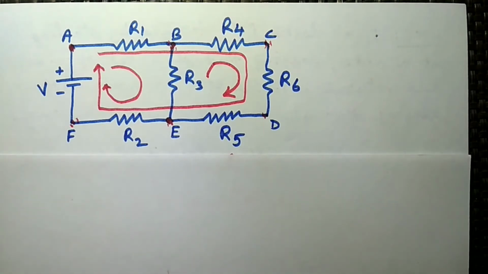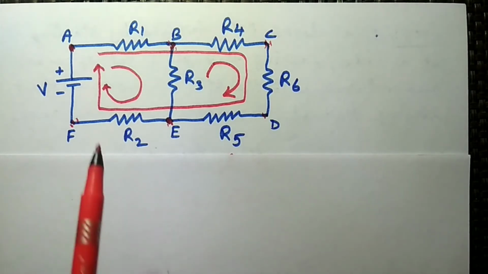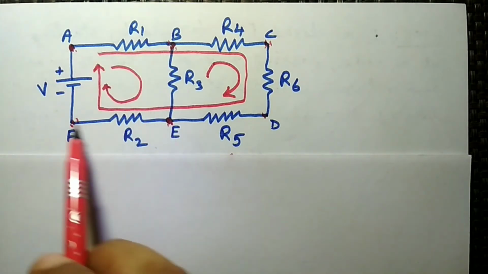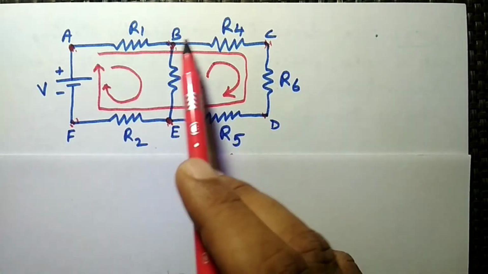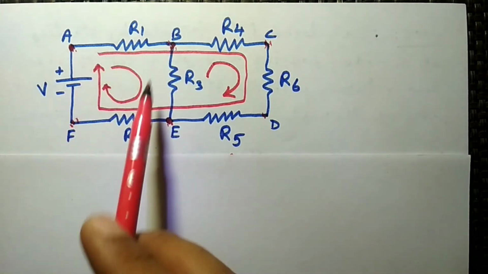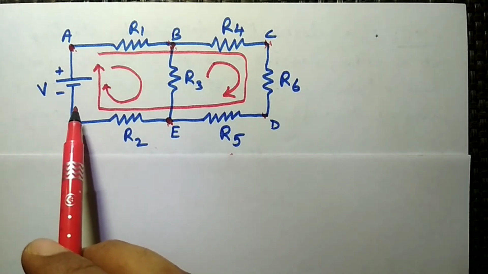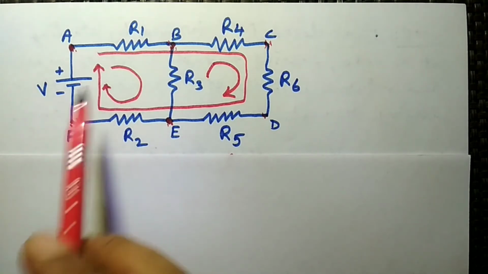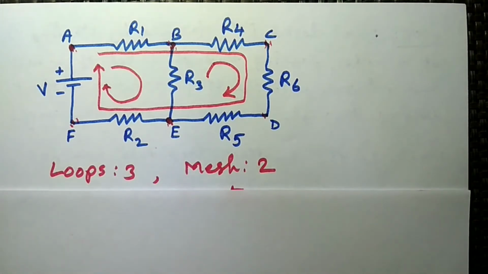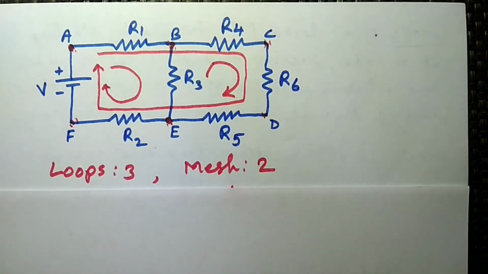If we consider the mesh, in this case we have only two meshes. The first one is A, B, E, F, A, which is mesh 1, and B, C, D, E, B is another mesh, because a mesh is the smallest closed path which should not have any other element within it. So in the given circuit you have a total of three loops and two meshes.